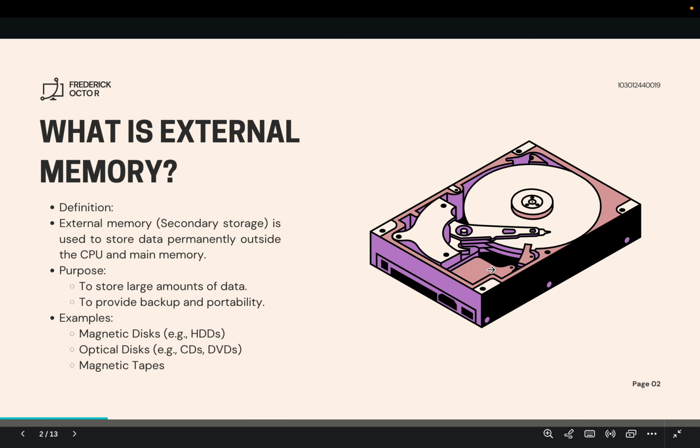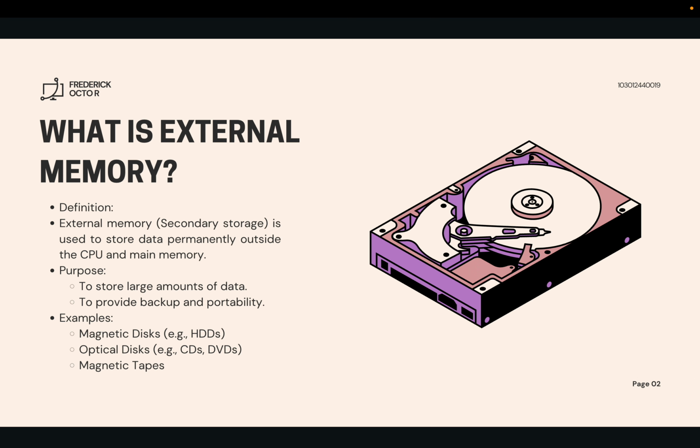Okay, first of all, let's start with the question, what is external memory? As we can see the definition, external memory, also known as secondary storage, is used to store data permanently outside the CPU and main memory. Its main purpose is to handle large amounts of data efficiently and to store information that doesn't fit into main memory. Examples of external memory include magnetic disks, optical disks, and magnetic tapes.